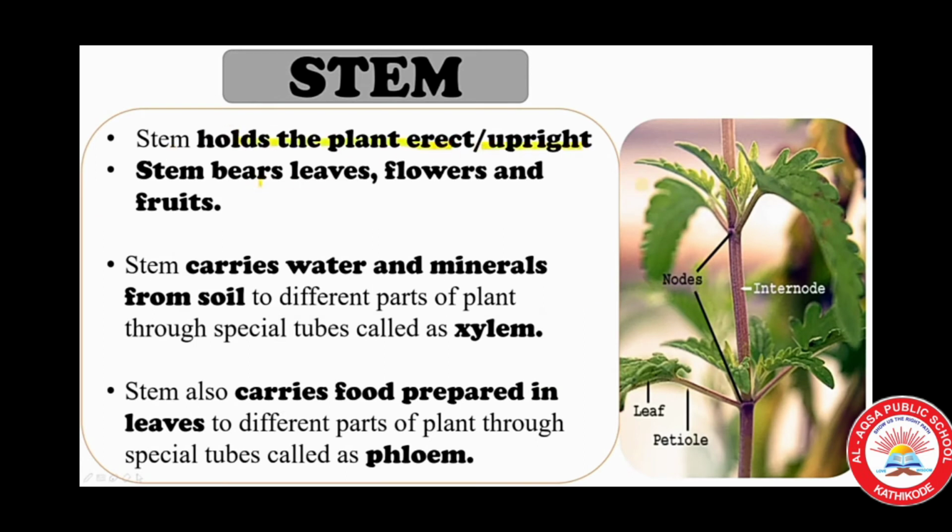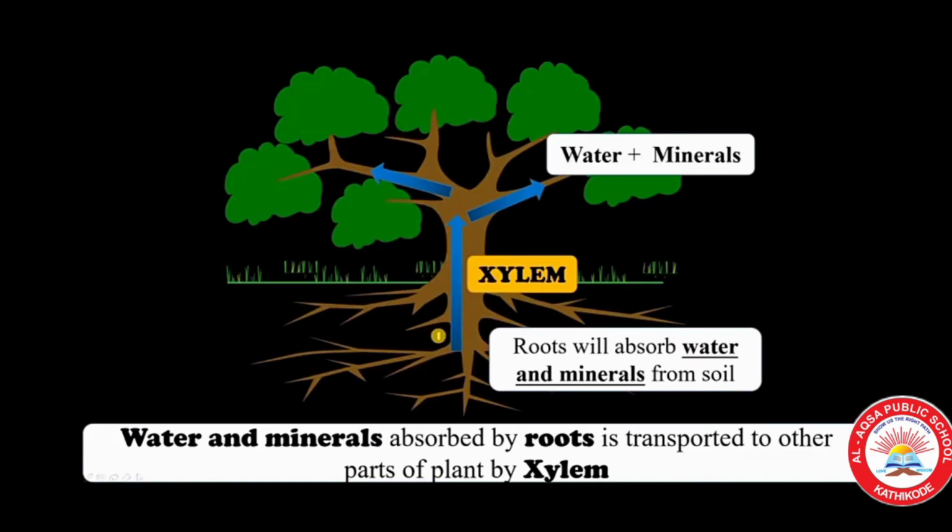Actually, the stem holds the plant erect, upright, and the stem bears leaves, flowers and fruits. The stem carries water and minerals from soil to different parts of the plant through special tubes called xylem. And the stem also carries food prepared in leaves to different parts of the plant through special tubes called phloem.